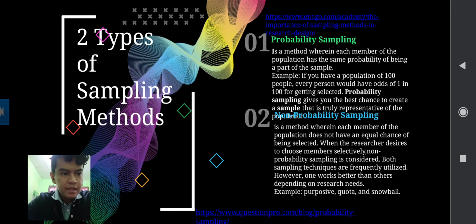The second is non-probability sampling. It is a method wherein each member of the population doesn't have an equal chance of being selected. When the researcher desires to choose members selectively, non-probability sampling is considered. Both sampling techniques are frequently utilized. However, one works better than the other depending on research needs. The examples of non-probability sampling are purposive, quota, and snowball.